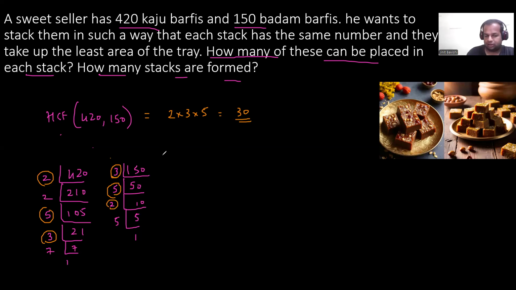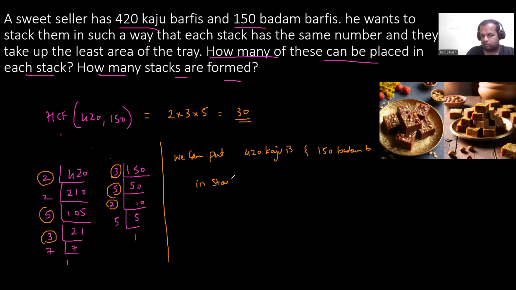So the answer for the first part is that we can put 420 kaju barfi and 150 badam barfi in stacks of 30. Now, how many stacks are formed is the question. A stack is like a bundle, like a cover, like a big box that holds 30 pieces of each. So how many stacks will form?